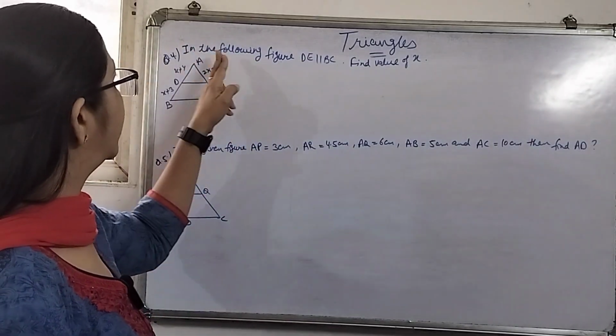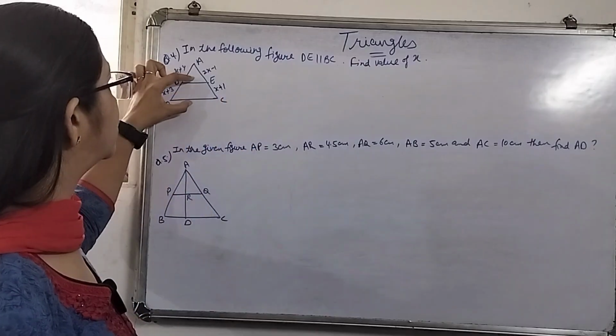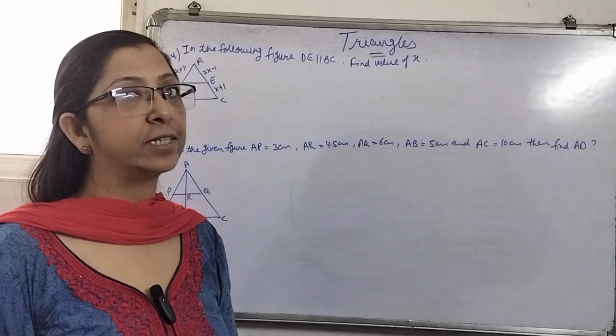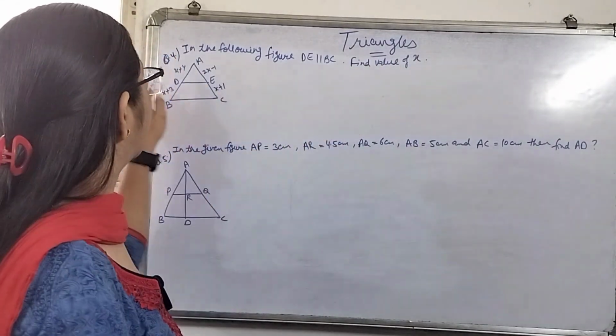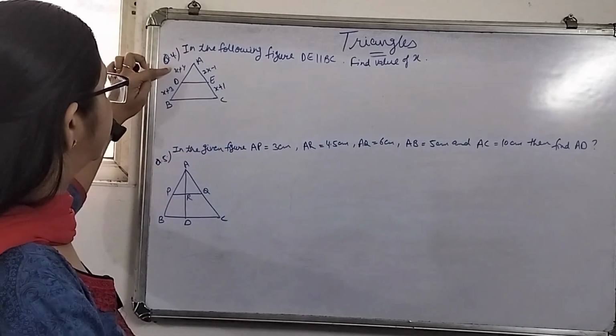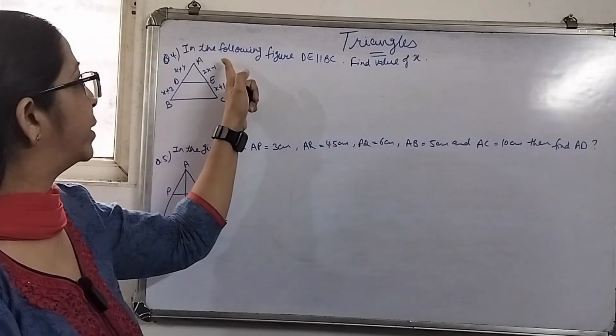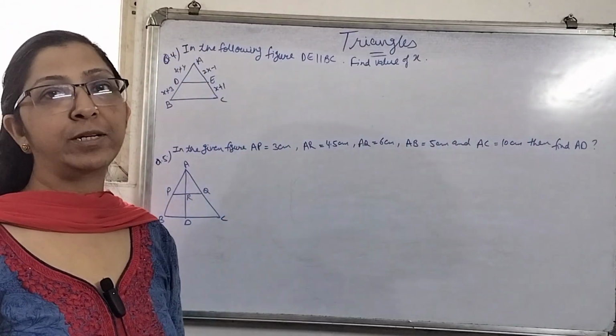Question number 4. In the following figure, DE is parallel to BC. These two lines are parallel to each other. It is given to us. Find the value of x. We need to find the value of x. It is given to us that AD is x plus 4, DB is x plus 3, AE is 2x minus 1, and EC is x plus 1.